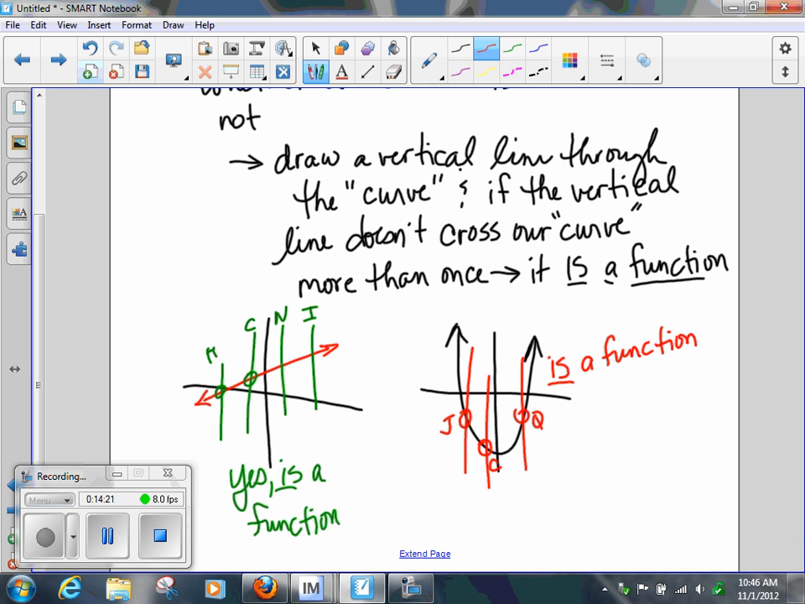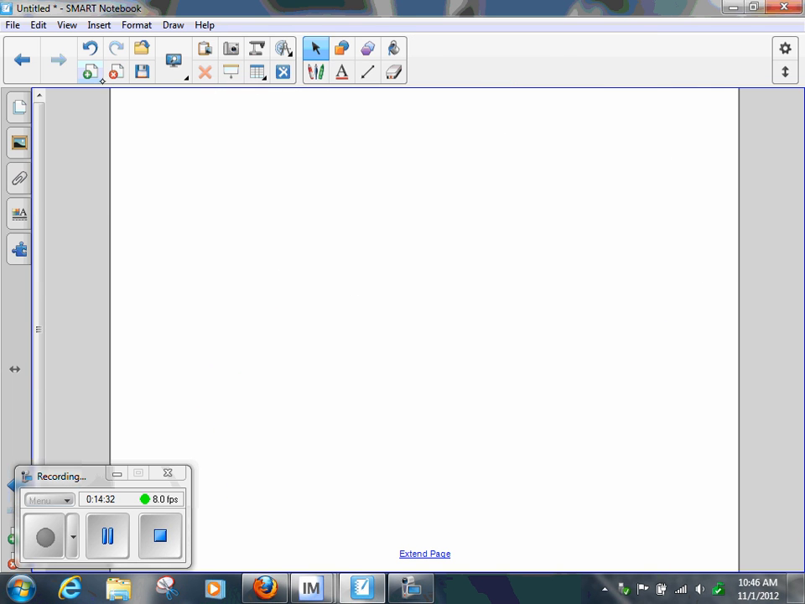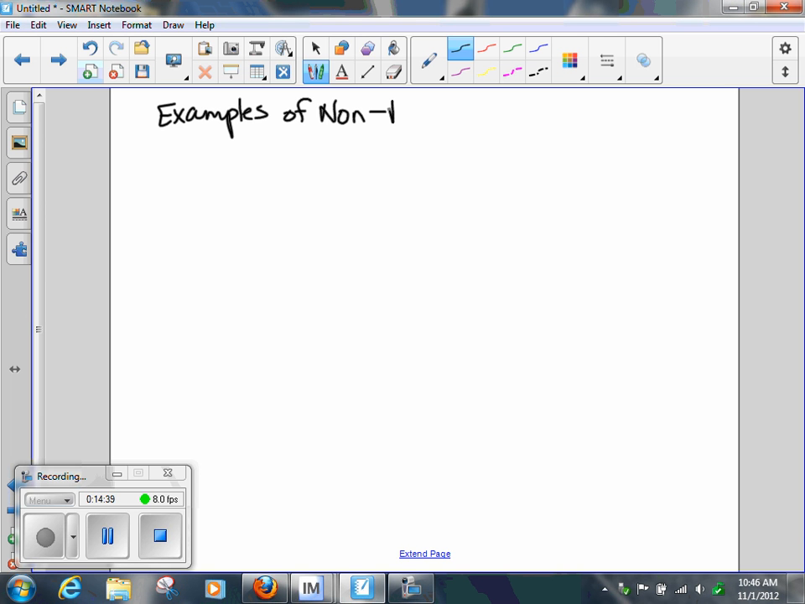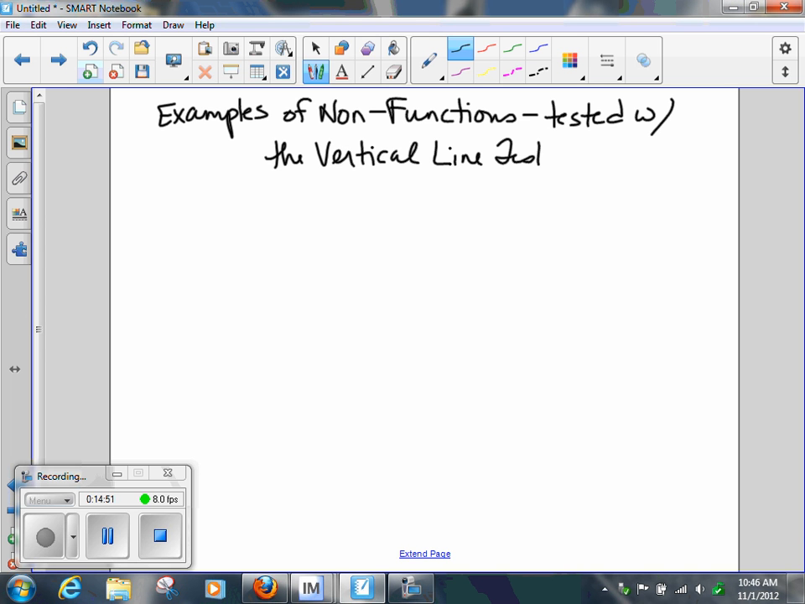What would be some pictures that wouldn't be a function that I could test with the vertical line test? Anna? A circle. Examples of non-functions tested with the vertical line test. Anna says a circle. All right, so draw a circle.